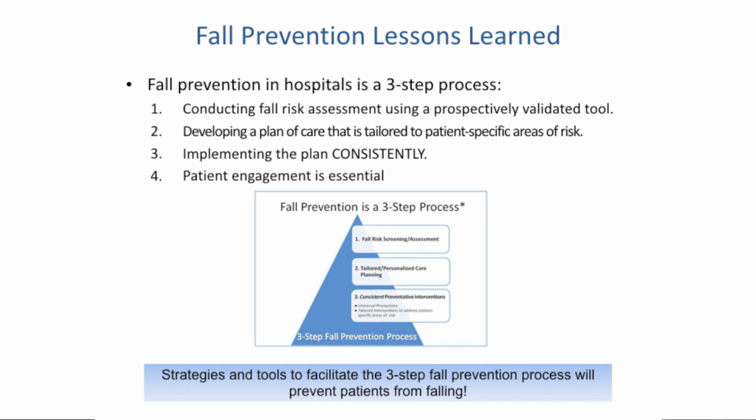And so what this taught us is that we have to make the patients part of this 3-step process. Instead of using the typical workflow, where the nurse goes in, does their fall risk assessment, develops a plan, and then teaches the patient about it, in order to make sure that the plan is consistently implemented, we should do the risk assessment with the patient so they really understand their risk factors. And then we develop the plan with the patient so that they agree and partner with us to make sure that it's implemented consistently. So we said coming out of that study that strategies and tools to facilitate the 3-step fall prevention process would prevent patients from falling.